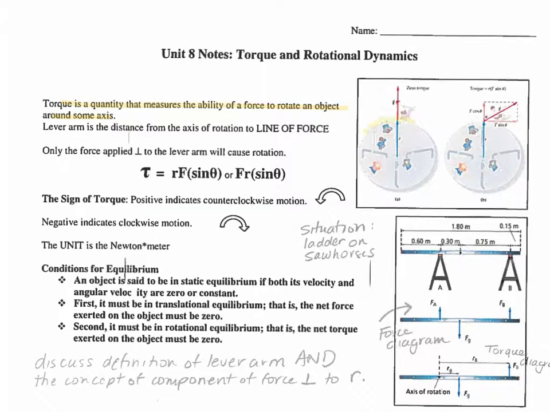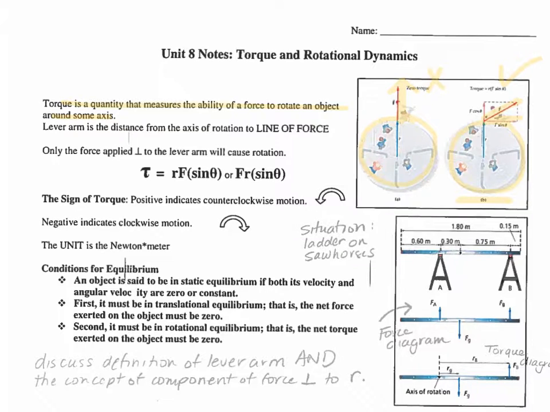I want you to imagine that you've got a merry-go-round and that you pull on the merry-go-round along a radius. If you were to pull along that radius, you would not get any rotation at all. Now consider this situation. If you pull at least partly perpendicular to the radius or partially tangent to the circle, then you will get some rotation in this second example, B. So in order to create torque, we have to have a force that at least has a component that is perpendicular to the radius or tangent to the circle.